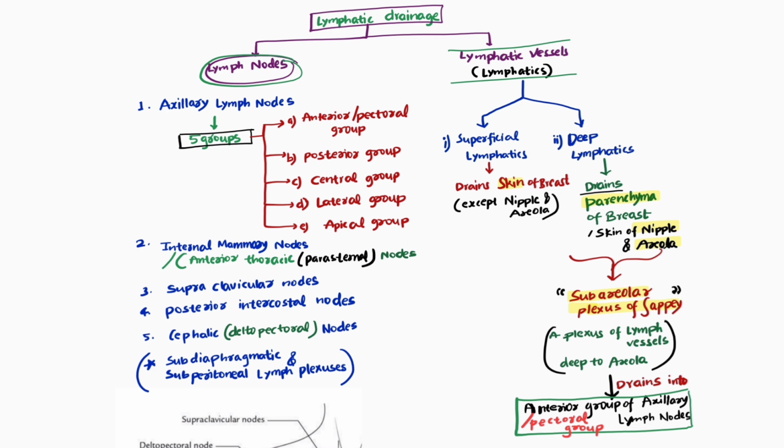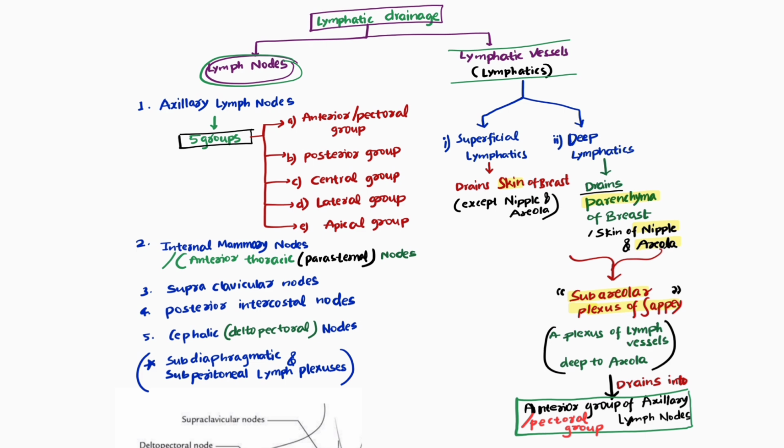Third is the supraclavicular nodes. Fourth is the posterior intercostal nodes. Fifth is the cephalic nodes, also called as deltopectoral nodes. And the extra one, those are subdiaphragmatic and subperitoneal lymph plexus are also present. We'll locate these nodes on a diagram so that you can understand it very well. Before going to that, we'll discuss the drainage system.